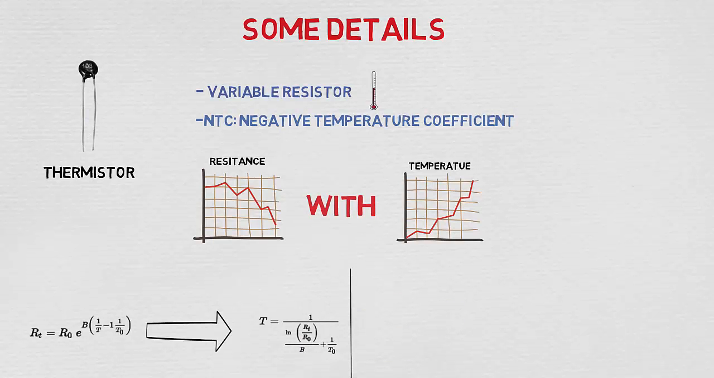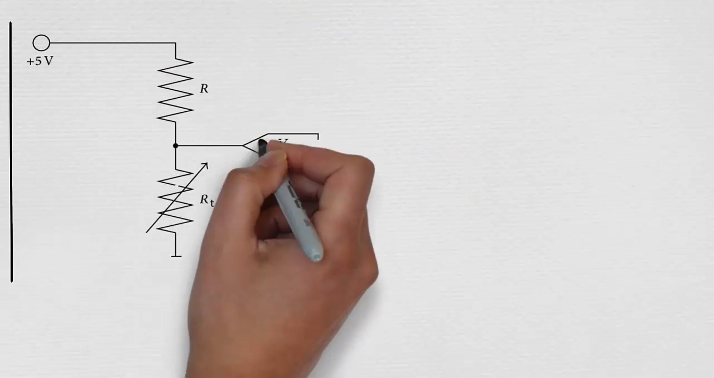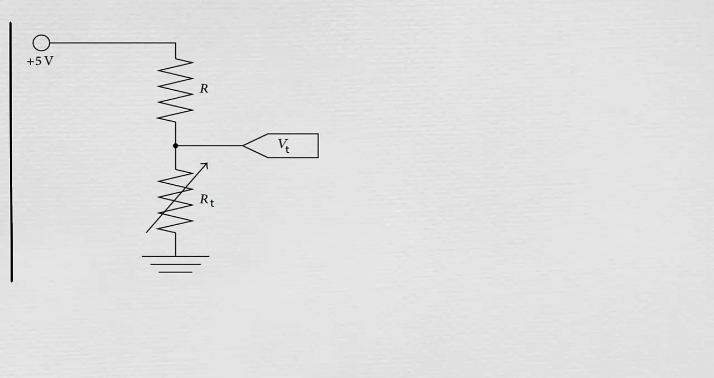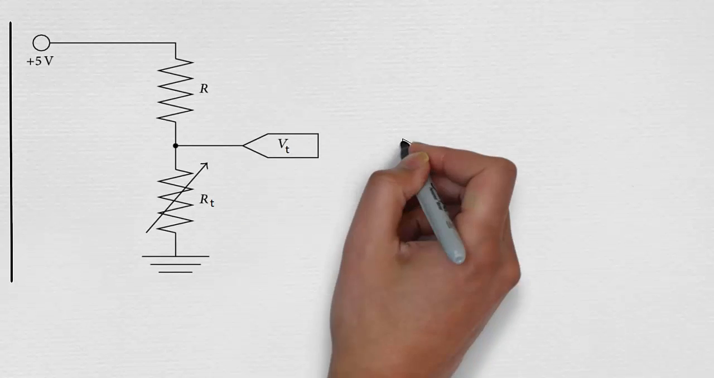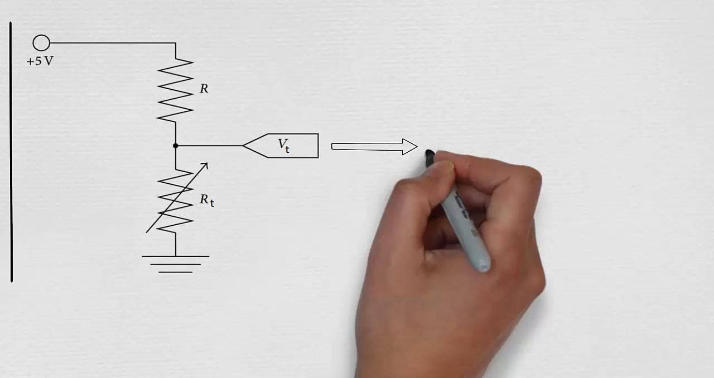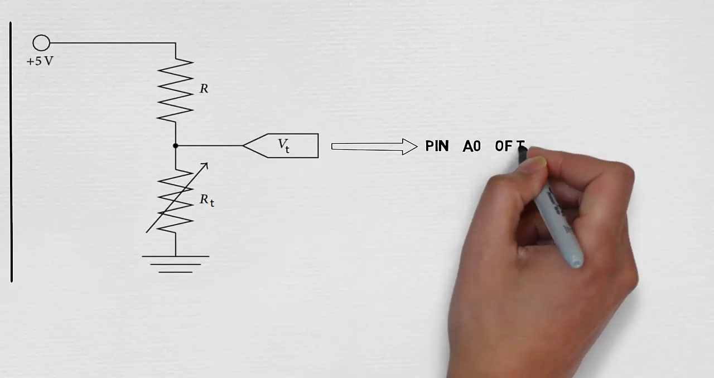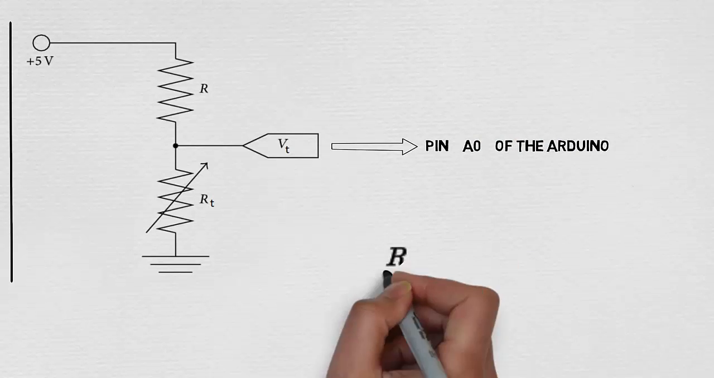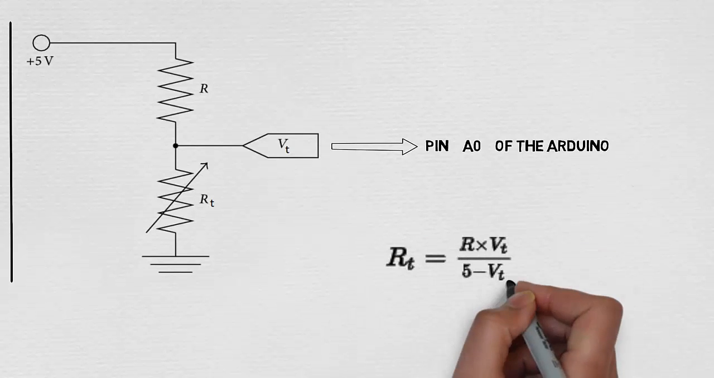Now, let's see how to measure the resistance of the thermistor using Arduino. We will use this circuit hooked to the 5V supply from the Arduino, where R is a resistor of 110 ohm and the thermistor is RT. We will measure the voltage on the thermistor using analog input pin A0, and from the formula of the voltage divider we will find the expression of the resistance RT.